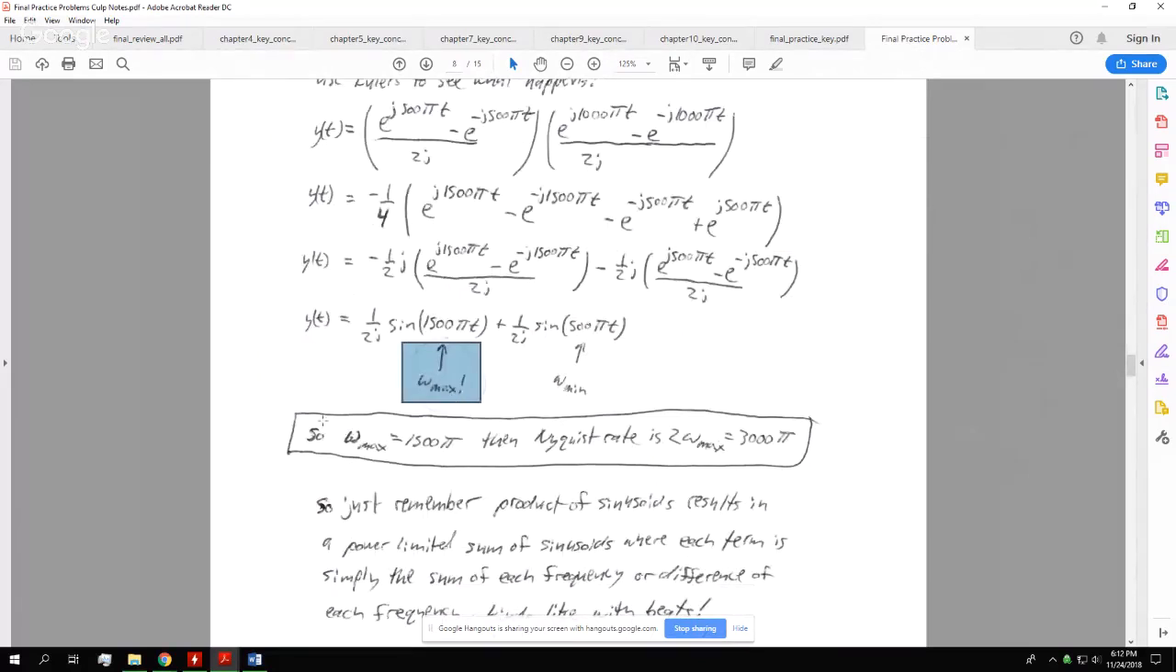Now that I know it, I can just plug it into the expression for the Nyquist rate. You're always going to double the omega. Well, if the omega max is 1500π, which we just determined, the Nyquist rate is going to be twice that. And so it's going to be 3000π.